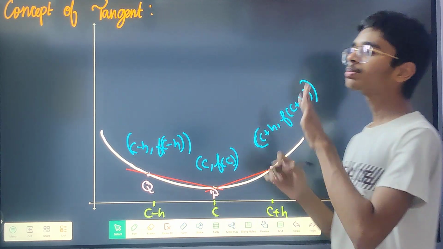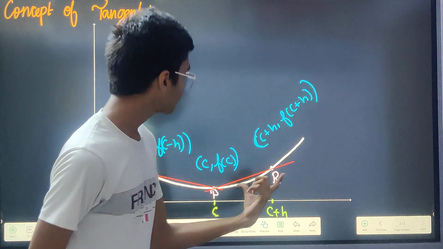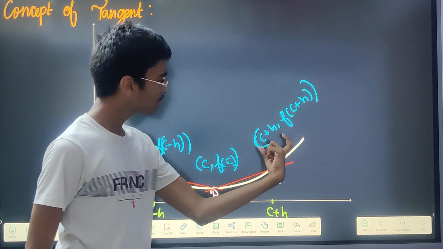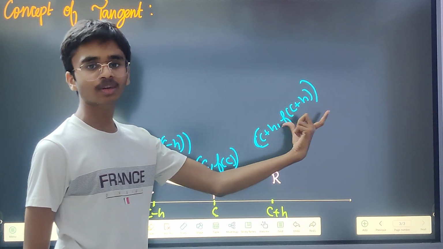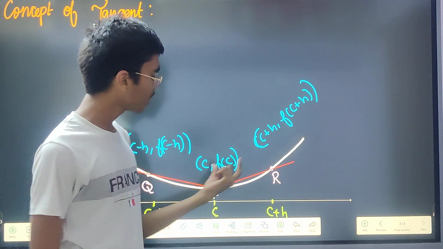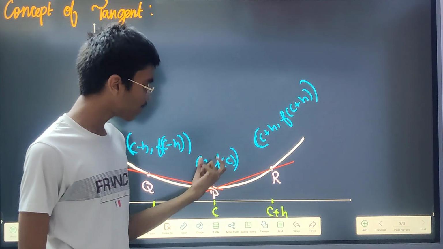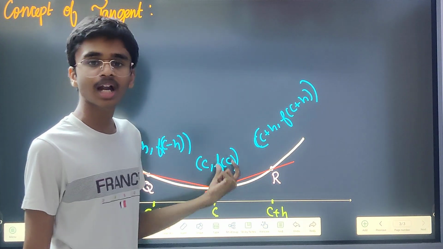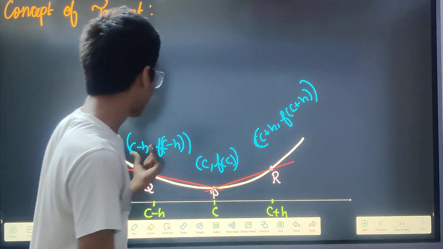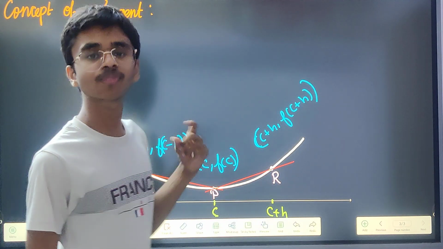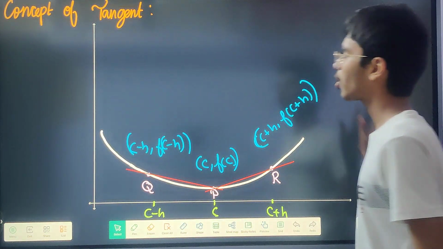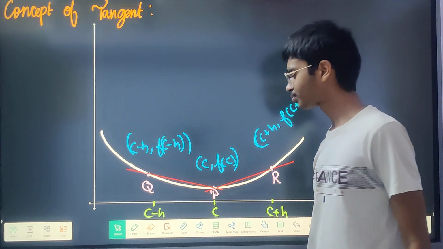Now what I'm trying to do is minimize this distance. This is the x point, which is C plus H, and the y point is f of C plus H. For this P point, x is C and y is f of C, and for Q, x is C minus H and y is f of C minus H. So I've got all of them.